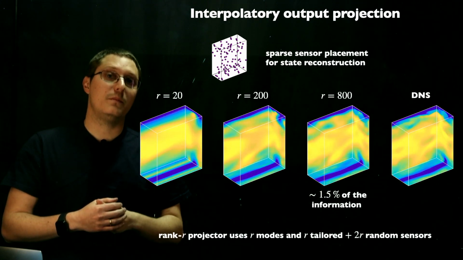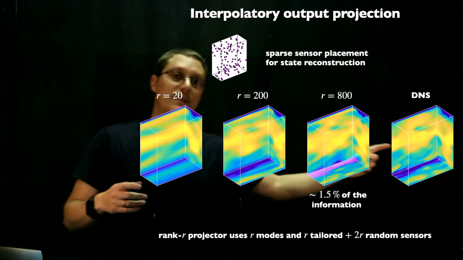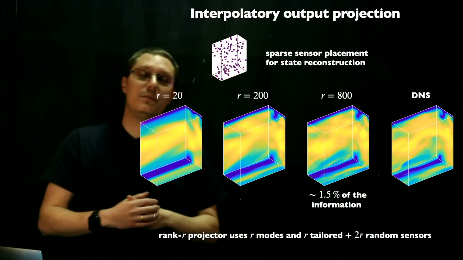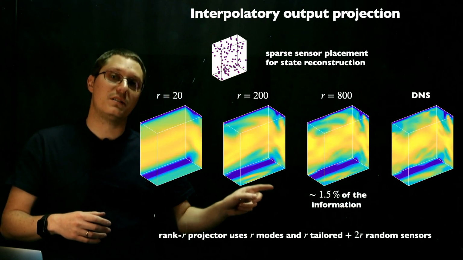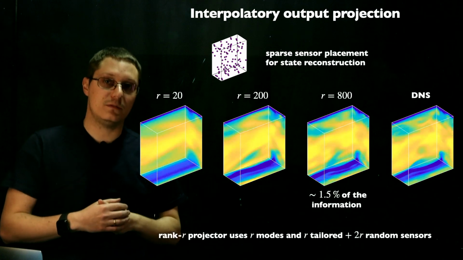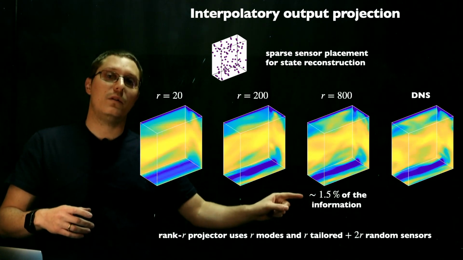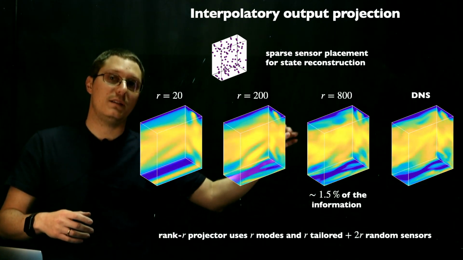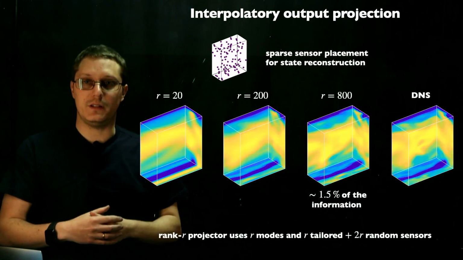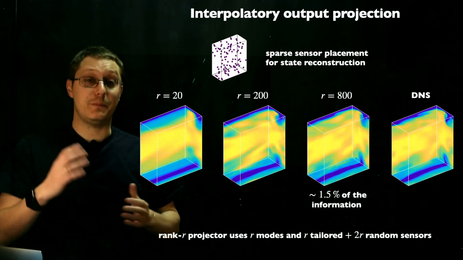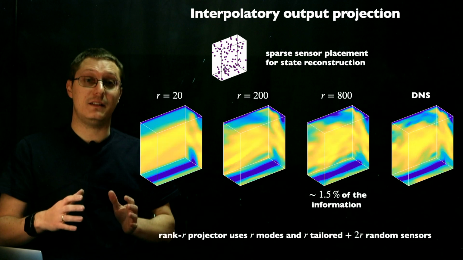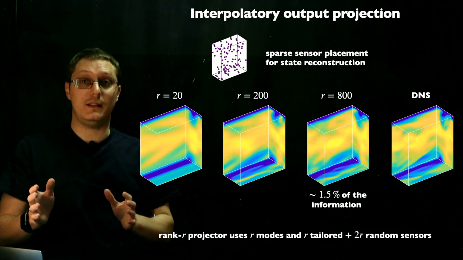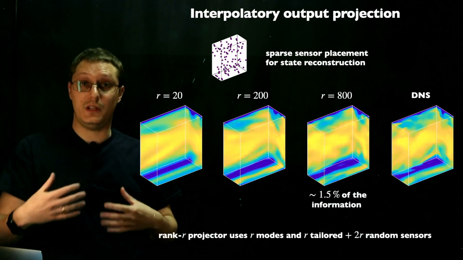So the DNS, the number of degrees of freedom, is still much higher than 2400. Right? So from around 1.5% of the information, we get this reconstruction, which is quite great. And keep in mind, this is not a data-driven method, so we don't need any data snapshots to do this. This is fully equation-driven.